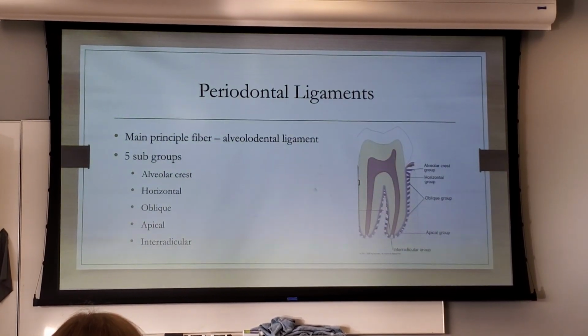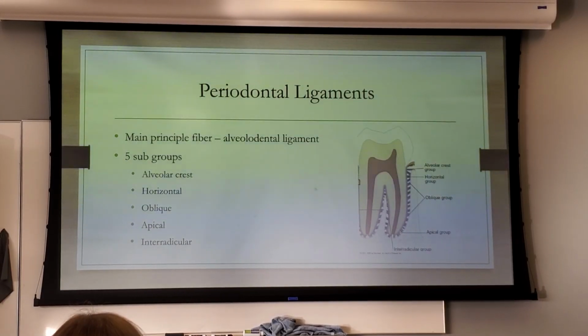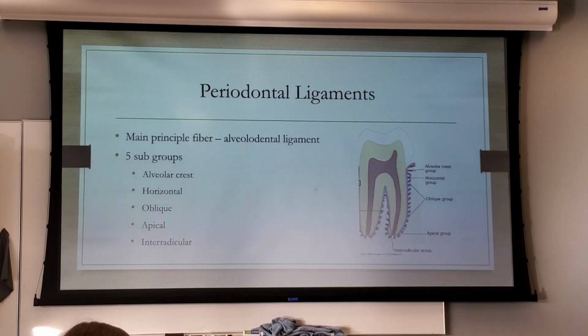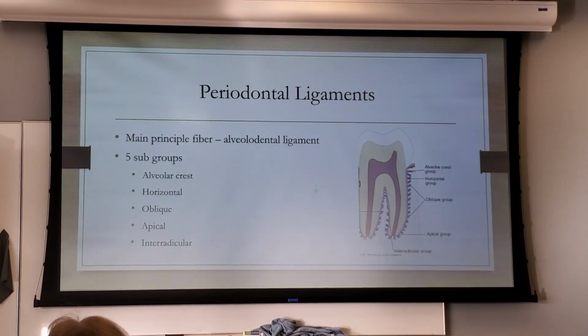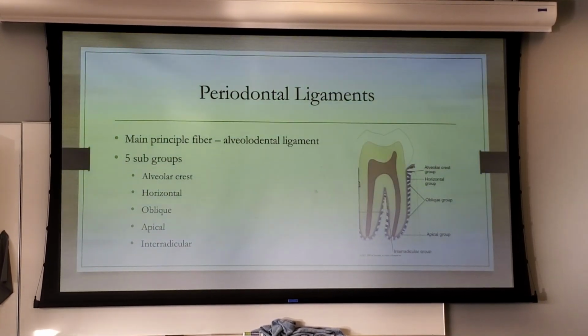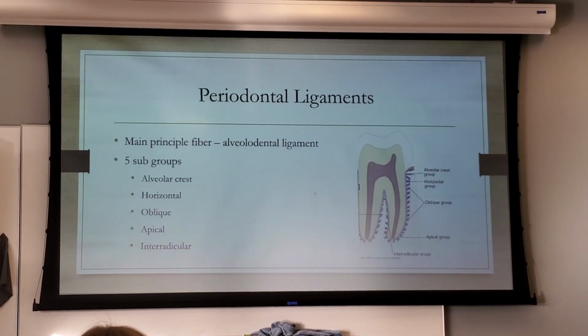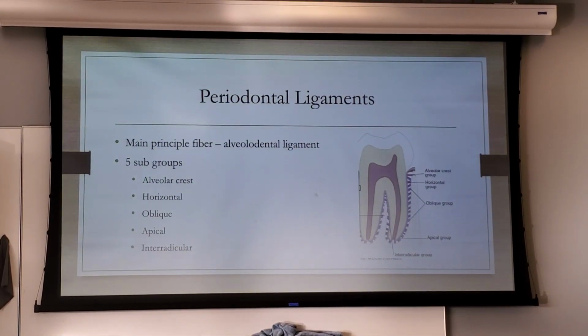So our main principal fiber is the alveolar dental ligament. Okay, so alveolar bone and the tooth is our major principal fiber, the main portion of the periodontal ligament. But it is then broken up into 5 subgroups based on its location on the tooth.